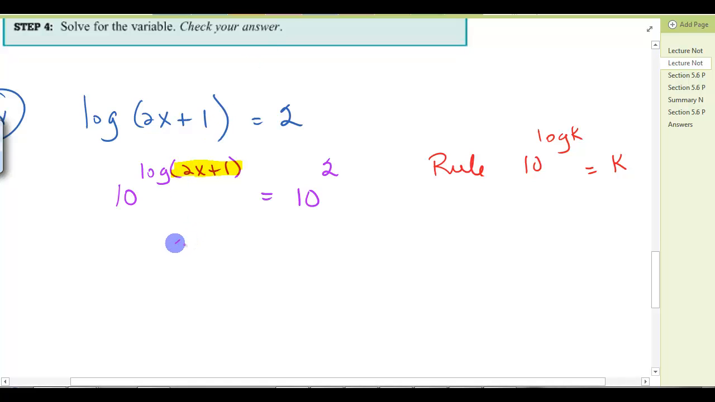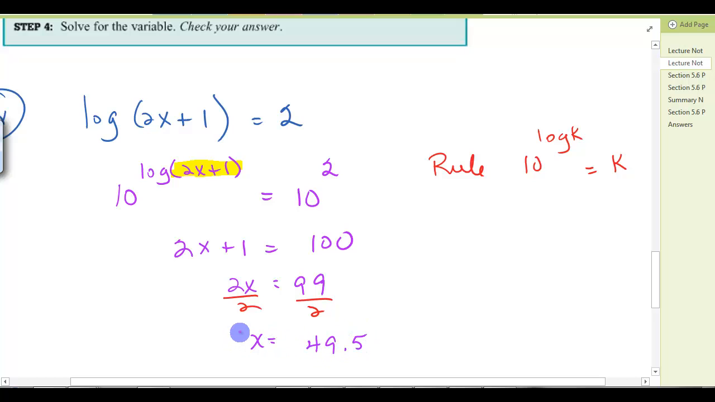All right, so now we have 2x plus 1 equals 10 squared, which is 100. Now we've got a regular equation that we can solve, and we don't have all this log business. So I'm going to subtract 1 and divide by 2. So x is approximately, well, actually it's exact, 49.5. All right, let's try the next one.